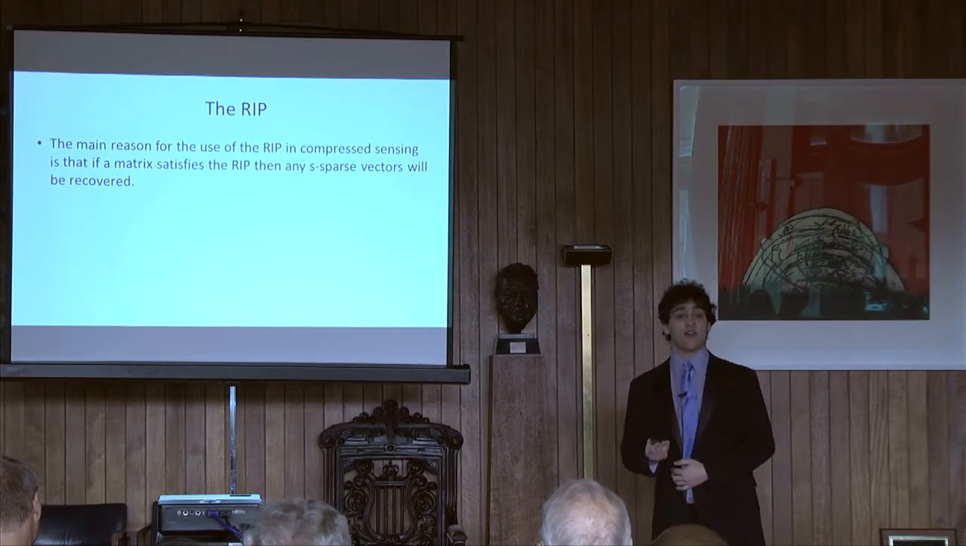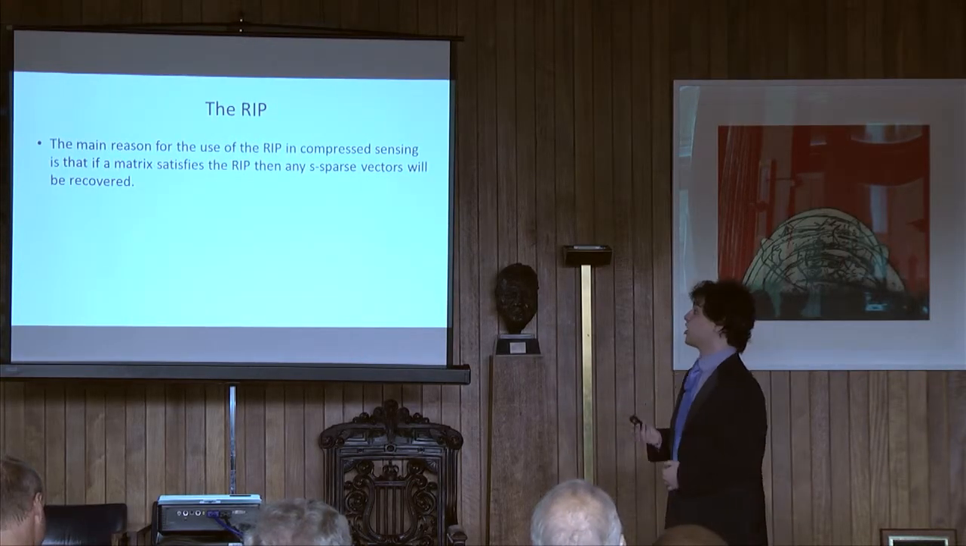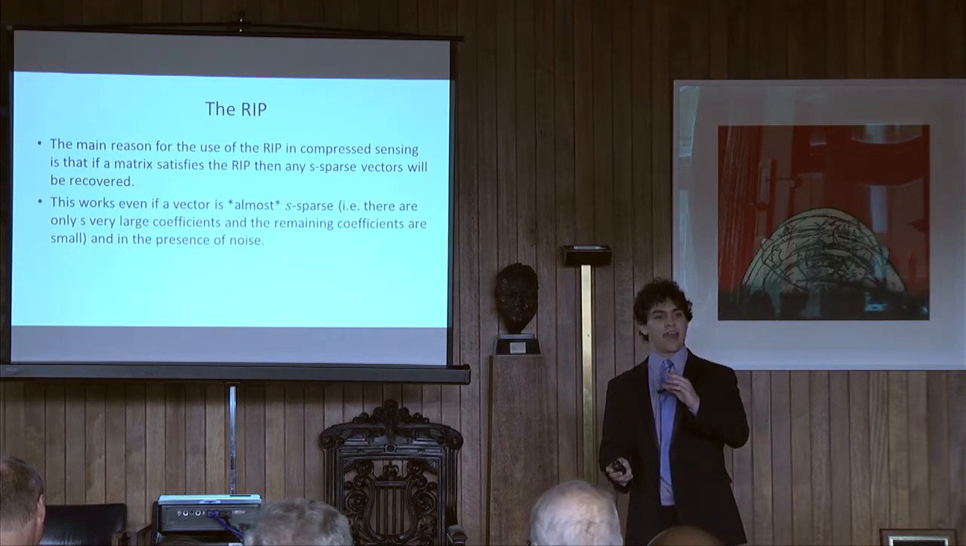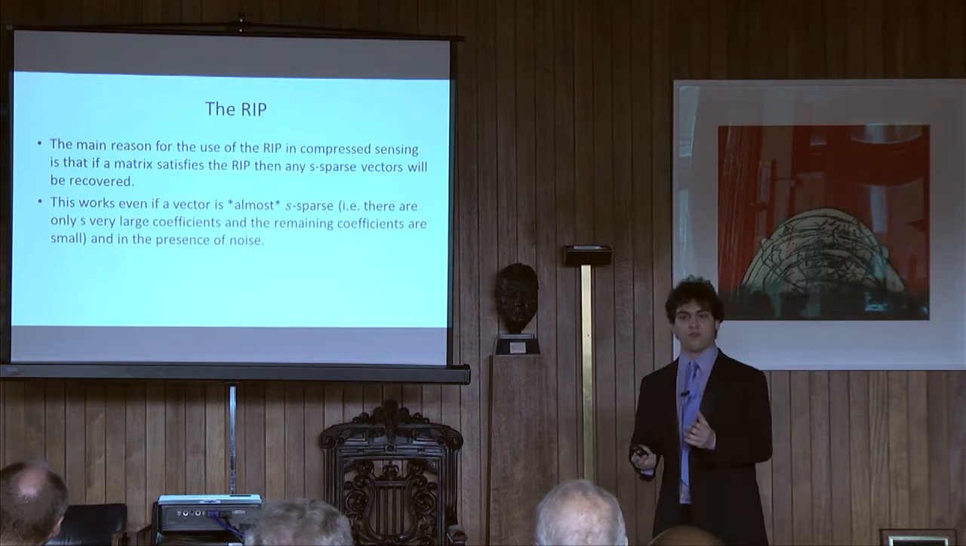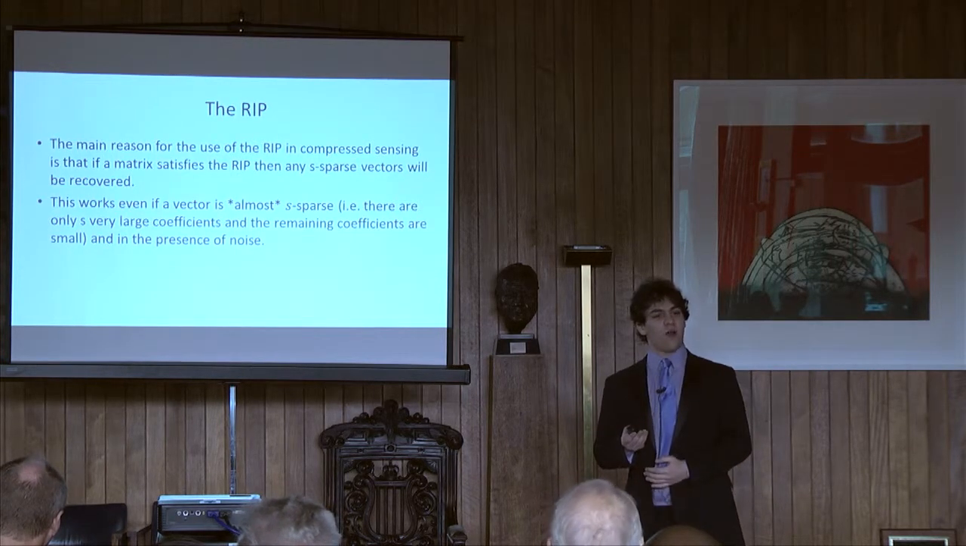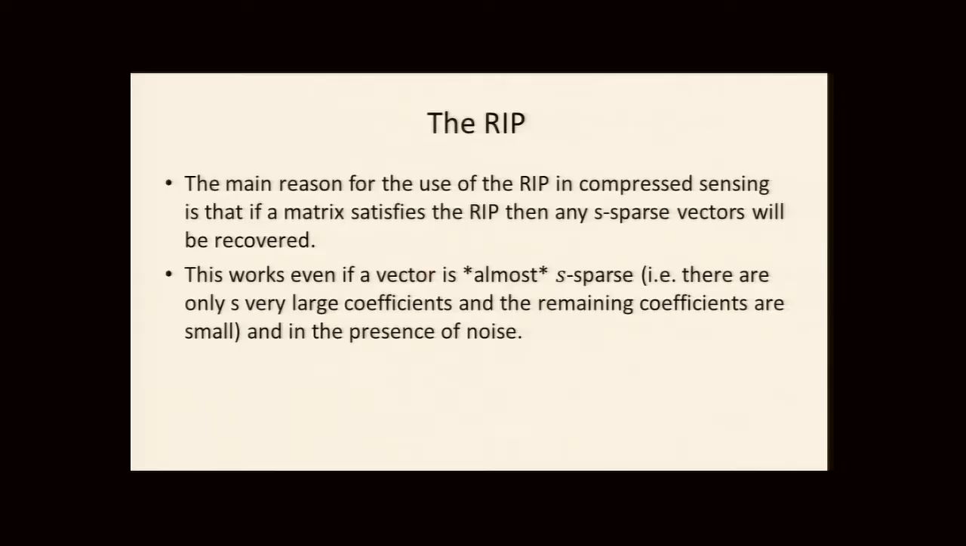And if you satisfy the RIP, recovery is pretty much guaranteed for S-sparse vectors. So if you start with an image X and it's S-sparse and you ask to recover it, you can pretty much do it. If it's almost S-sparse, you're still fine. So if instead of zeros, it's 0.01, you'll just maybe lose that 0.01, but you'll get the rest of the information. And that's really useful. And it also works in the presence of noise. So MRI scanners are noisy, and you can deal with that particular problem.